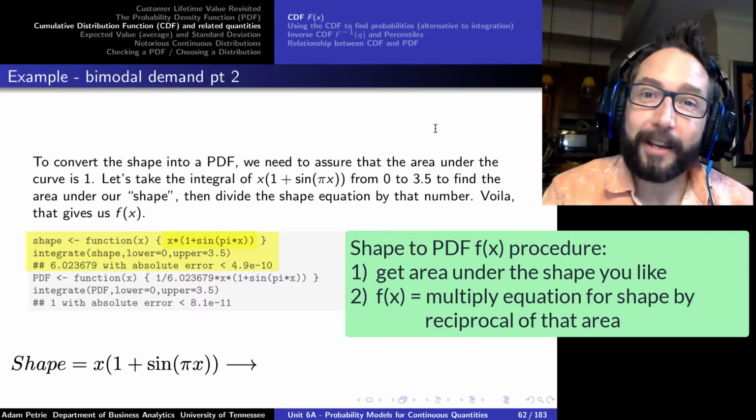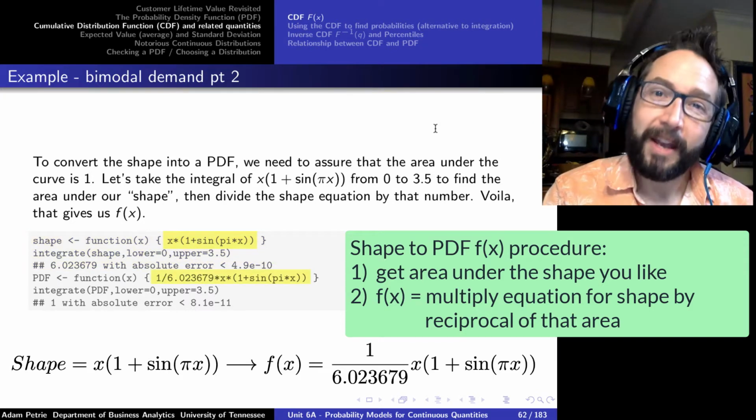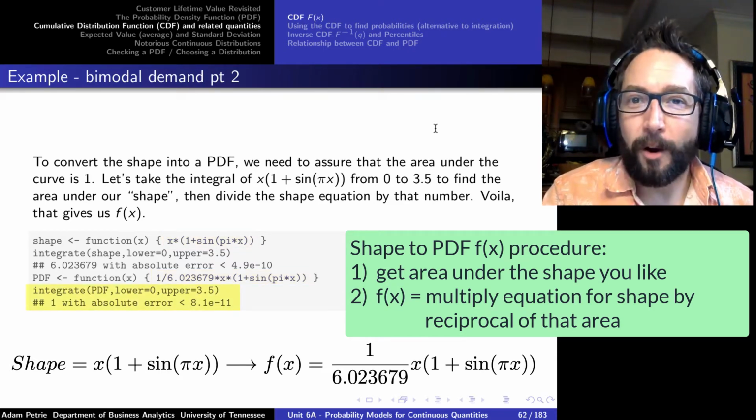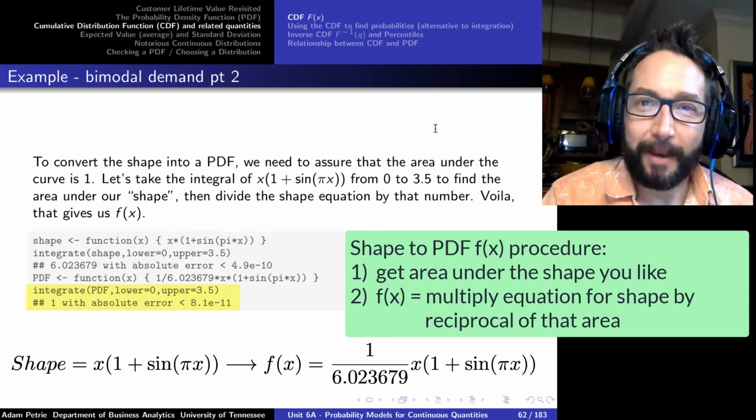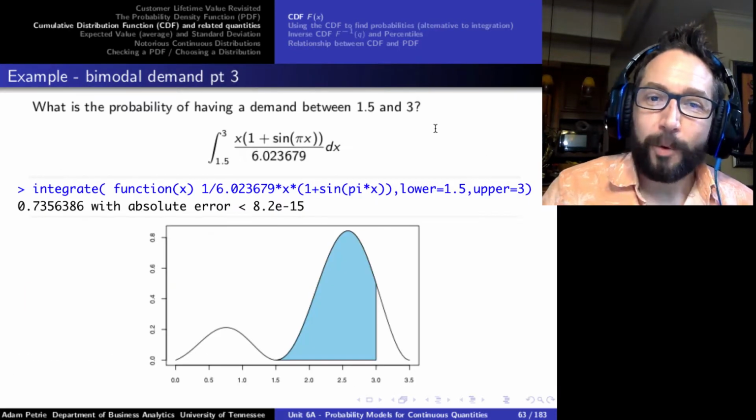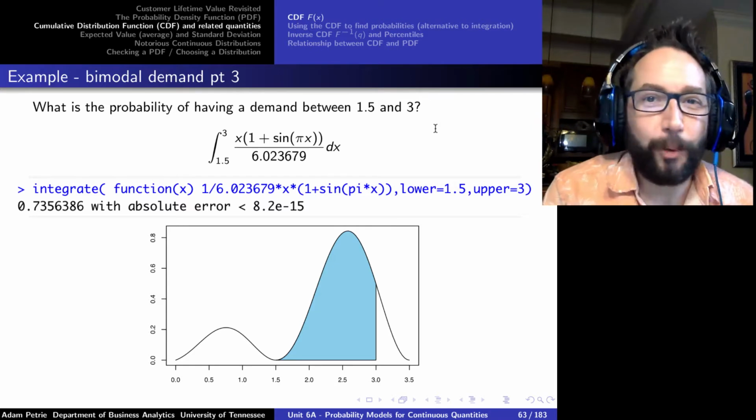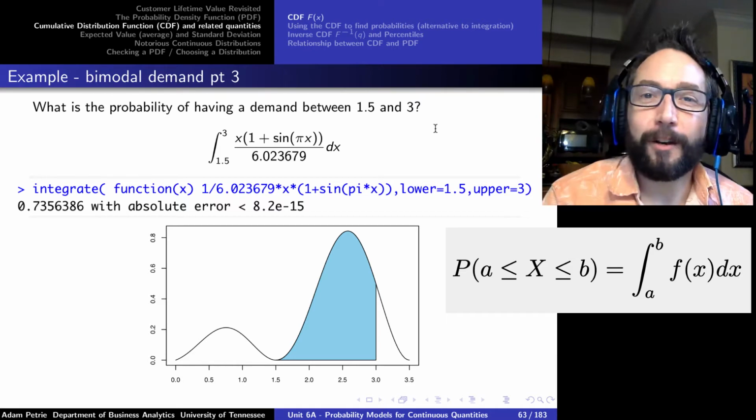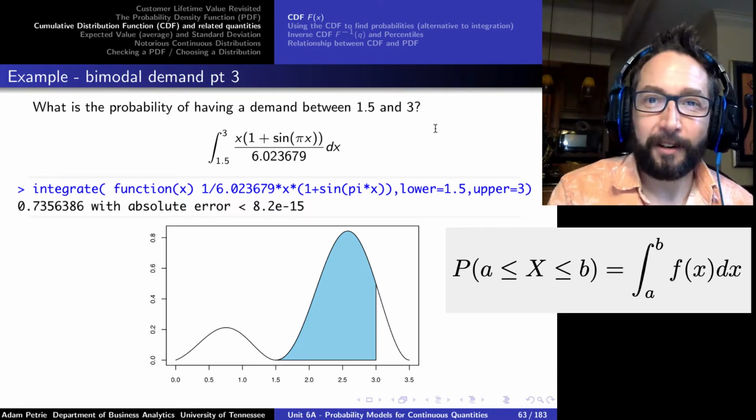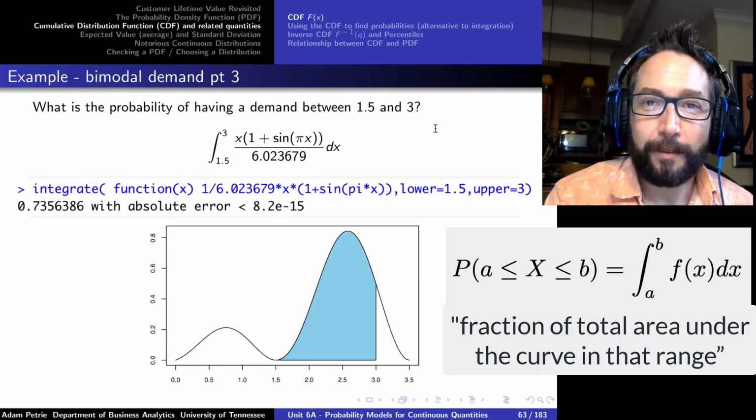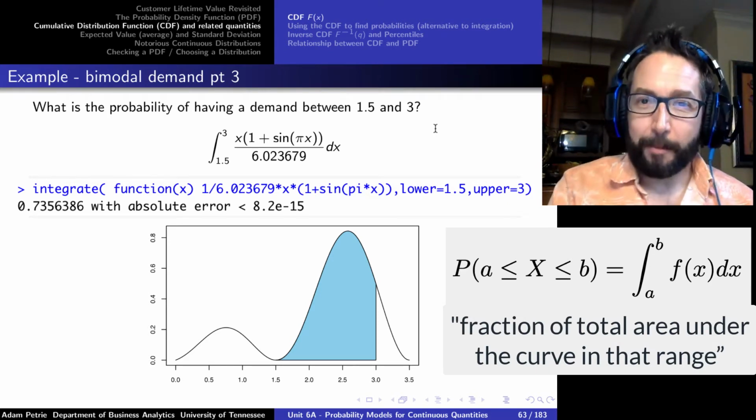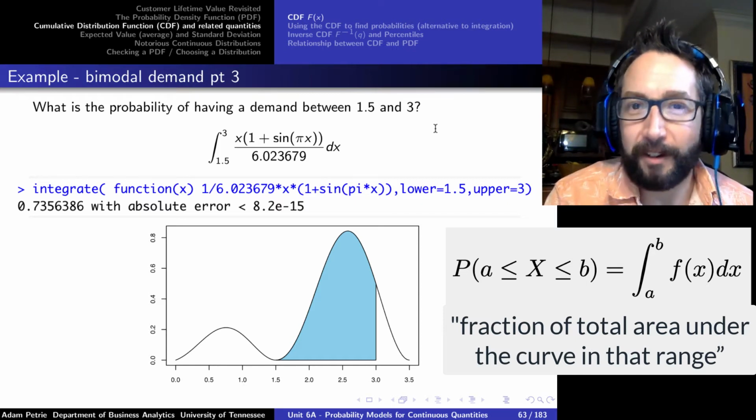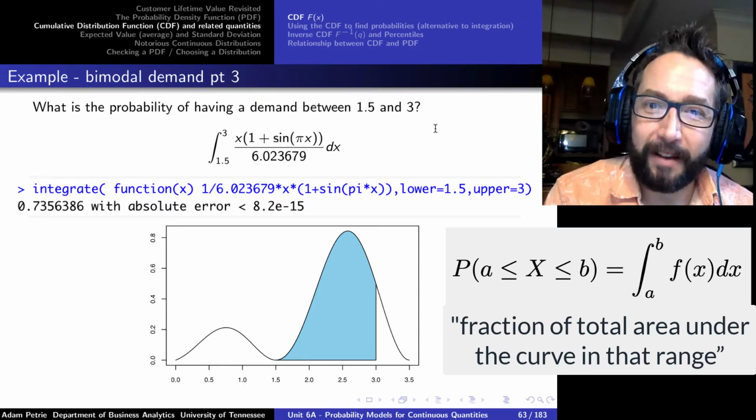If I just multiply my equation for the shape by the reciprocal of that value, that's going to give me an equation for a valid PDF. It's going to integrate to 1 over the range of possible values of x that I might see. Once I have a valid PDF, I can answer questions about the probability of observing a value inside a certain range just by asking what fraction of the area under the curve falls inside that range. So if I want to know the probability of observing a demand between 1.5 and 3, I'm going to take the area underneath the curve of my PDF from 1.5 to 3.